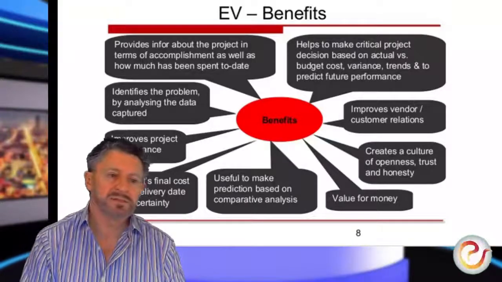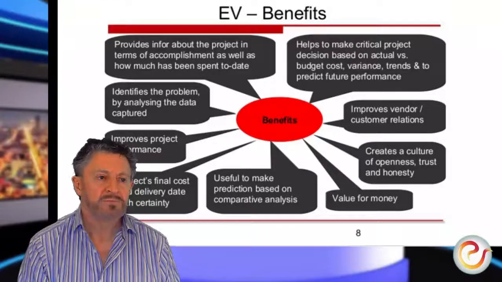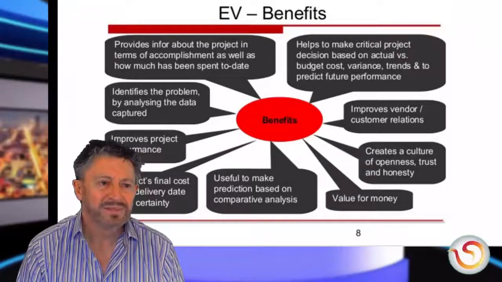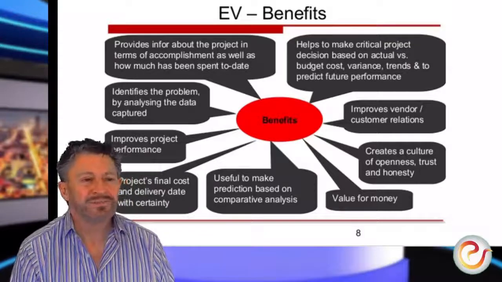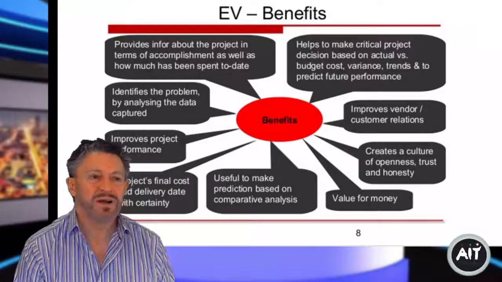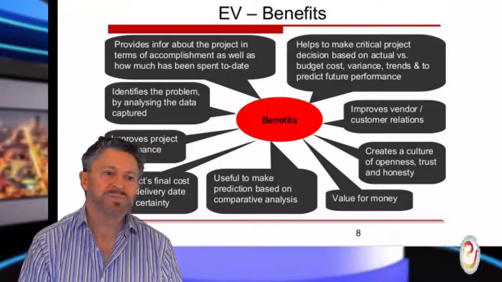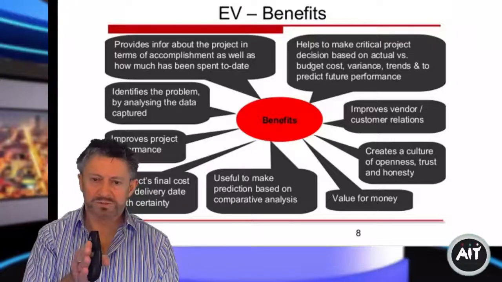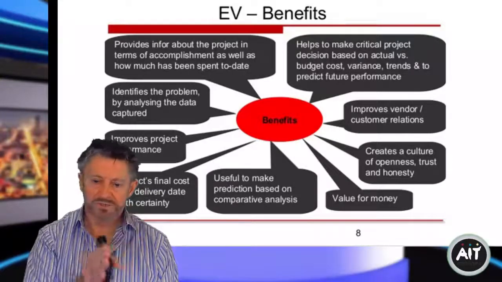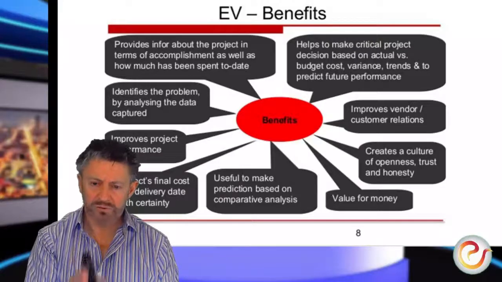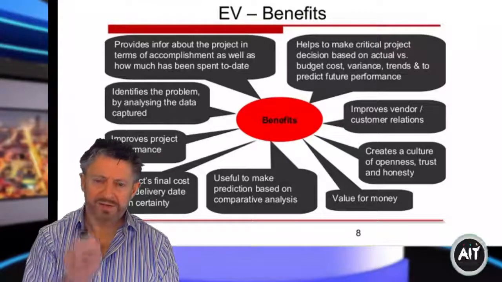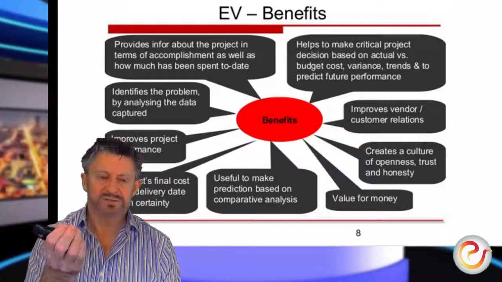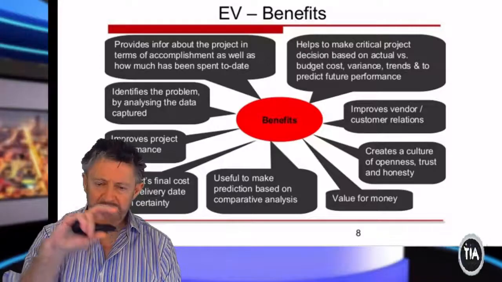It identifies the problem by analysing the data captured, as already mentioned, and provides information about the project in terms of accomplishment as well as how much has been spent to date. So every time we want to do a progress report or a status report, we gather all this data, so we get a snapshot, a picture of where the project is right now and any variances, and what we need to do to keep it on track, or if we're going to add additional requirements, so we can see very closely and quickly.